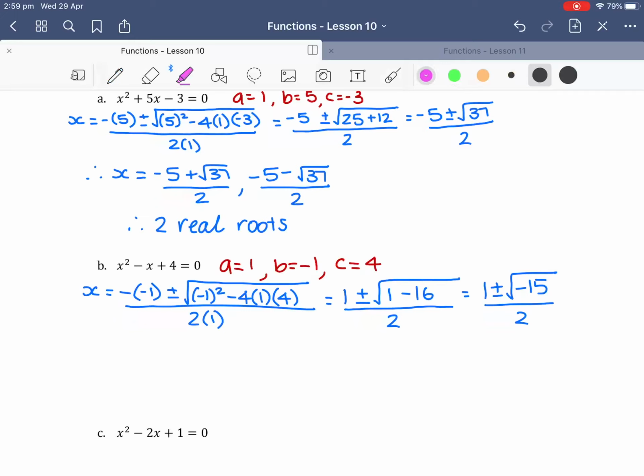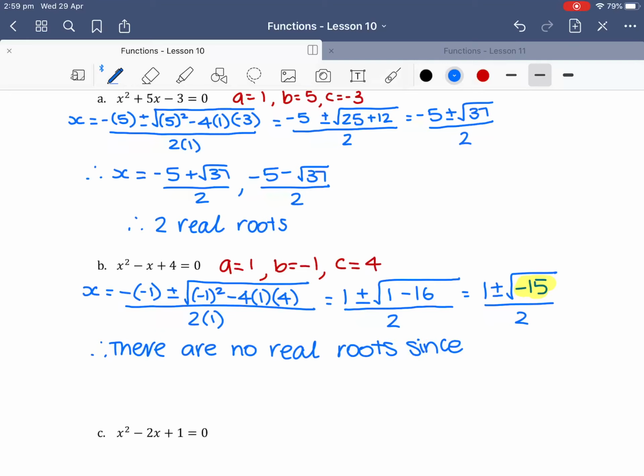And hopefully you're going, we can't do that, because whenever we have a negative in a square root, we don't get an answer. At the moment, there is no solution. So we write, therefore, there are no real roots, since the square root of negative 15 has no real value.